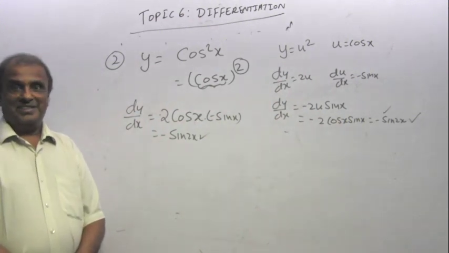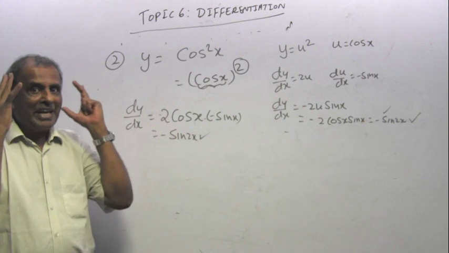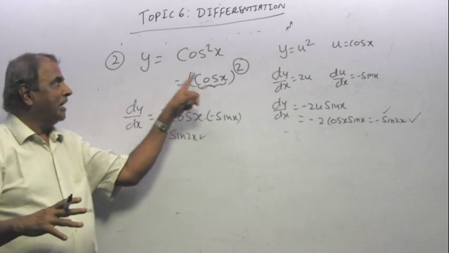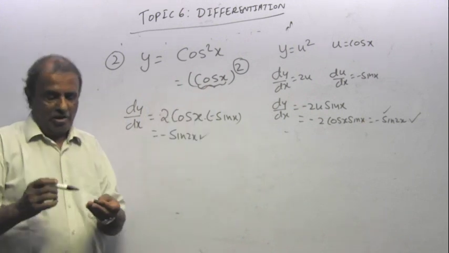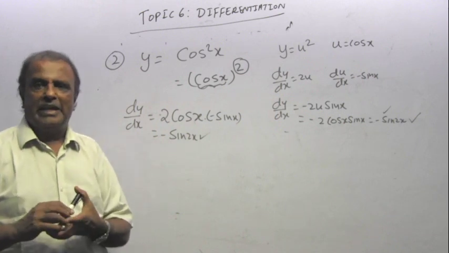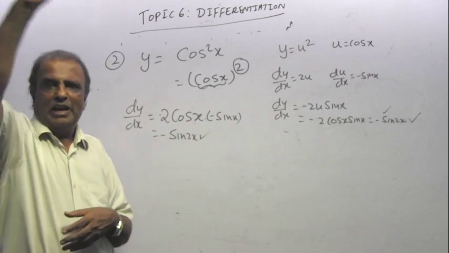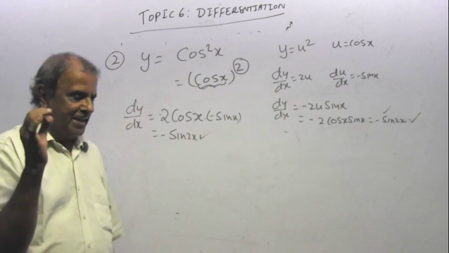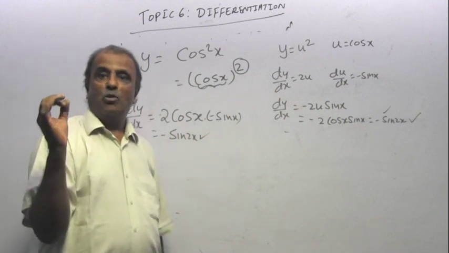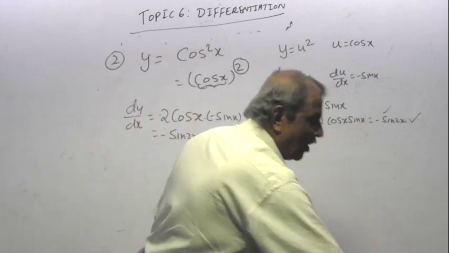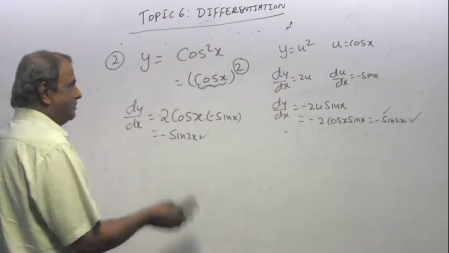Isn't life easy? But you need to be careful, because as I said, the common answer here will be cos gives you minus sin, so minus sin squared x. You get a lovely, beautiful egg which you can take home and cook and have an omelette. But not marks. You'll get 0.